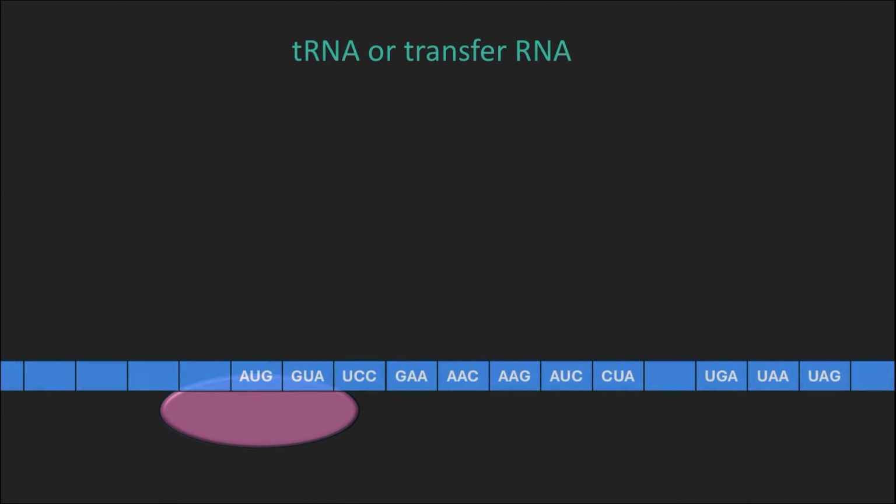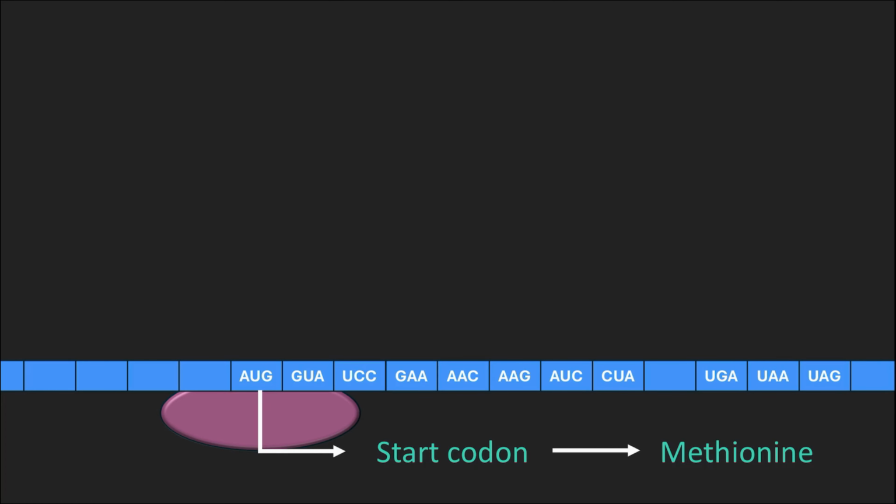First, the small subunit of the ribosome binds to the beginning of the mRNA strand. The start of practically every mRNA has the same 3 letters, AUG. It's the start codon. And it codes for the amino acid methionine. Methionine is a key ingredient that's needed to start building a peptide. But the ribosome doesn't just go off and fetch the methionine itself.